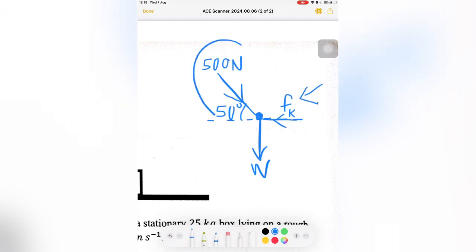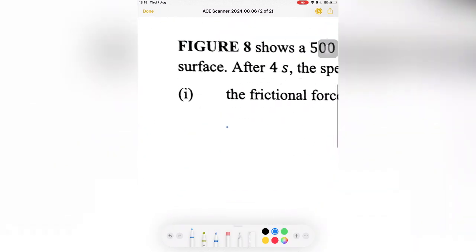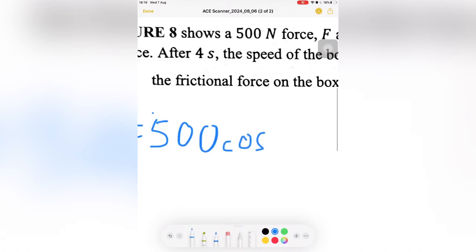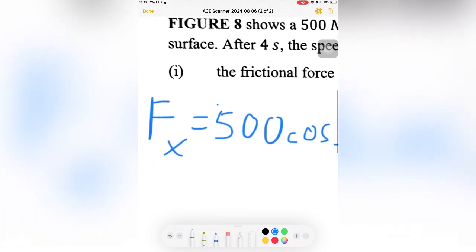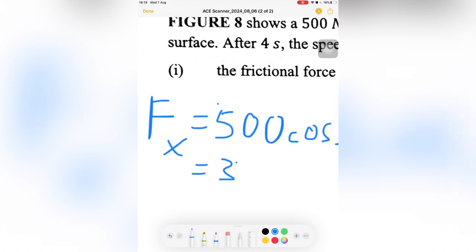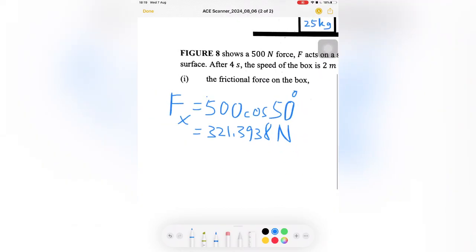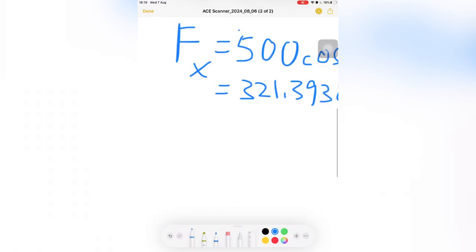In order to find this frictional force, we need to see the x component. So we need to find this F x component. Fx equals 500 cos 50 degrees, and then you will get 321.3938 Newton. According to Newton's second law of motion, the sum of forces in x equals ma. We have m but we don't have a.